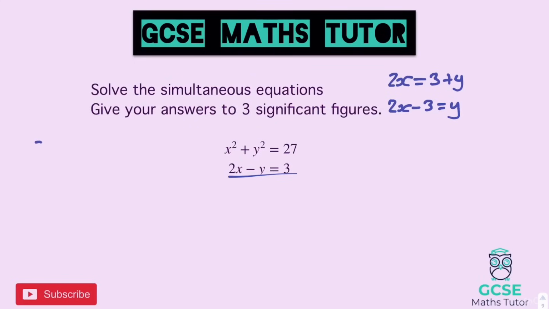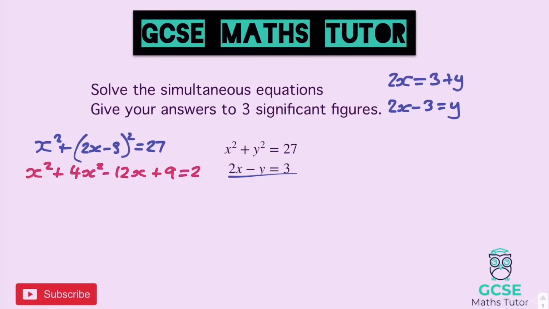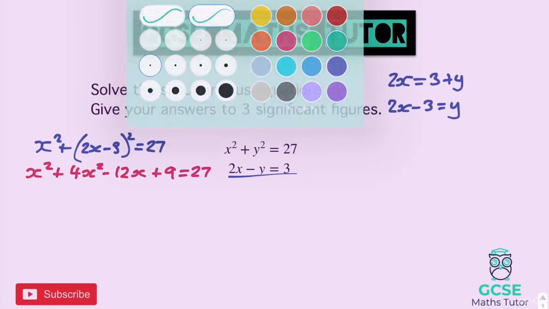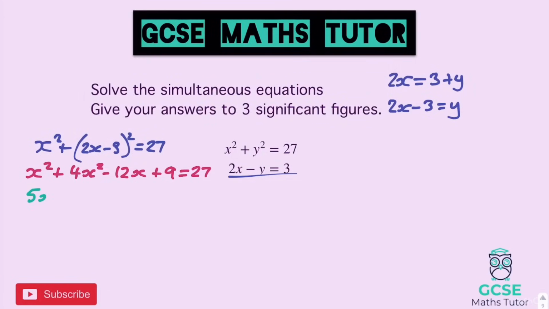So let's sub that in, we get x squared plus (2x minus 3) squared equals 27. Now let's expand that out, tidy it all up. So we get x squared plus, and I'm going to skip steps, 4x squared minus 6x twice, so minus 12x plus 9 equals 27. Tidy this up and make it equal 0.